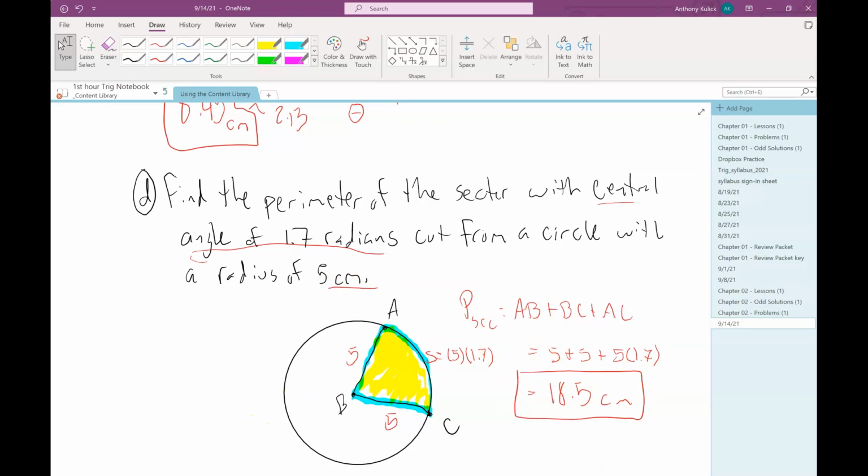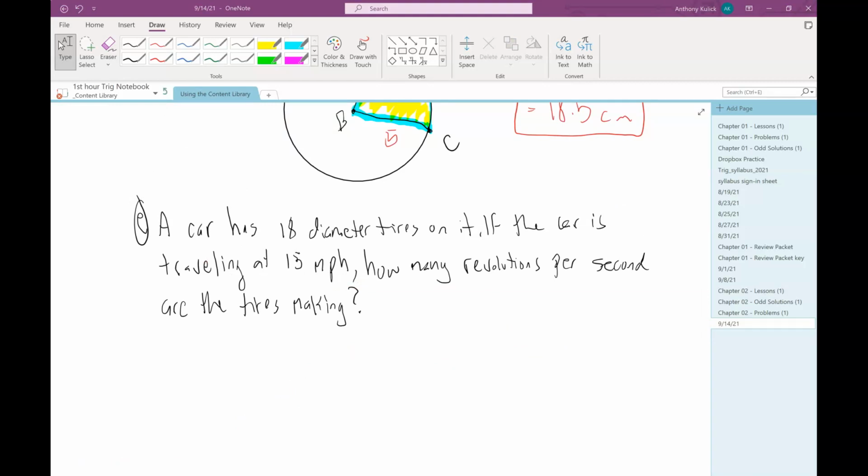Not too bad. For our last example, we're going to say a car has 18 inch diameter tires on it. If the car is traveling 15 miles per hour, how many revolutions per second are the tires making? So the easiest way to do this is to treat this kind of problem like a dimensional analysis problem, where we're starting with 15 miles per hour. We want to end in some amount of revolutions per second.